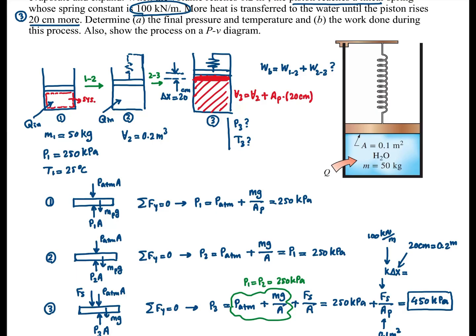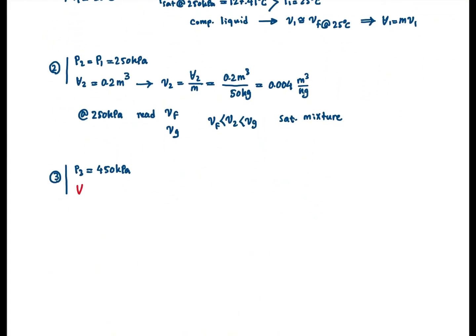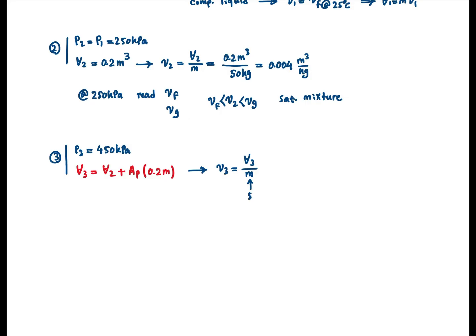Right? So we have volume in state 3. Volume in state 3 equals volume in state 2 plus cross-sectional area of the piston times 20 centimeters or 0.2 meters. And then specific volume will be volume divided by mass. Again, we are dealing with a closed system where no additional mass gets to the system or leaves the system. So mass remains the same and it is 50 kilogram of water. We can solve for a specific volume.